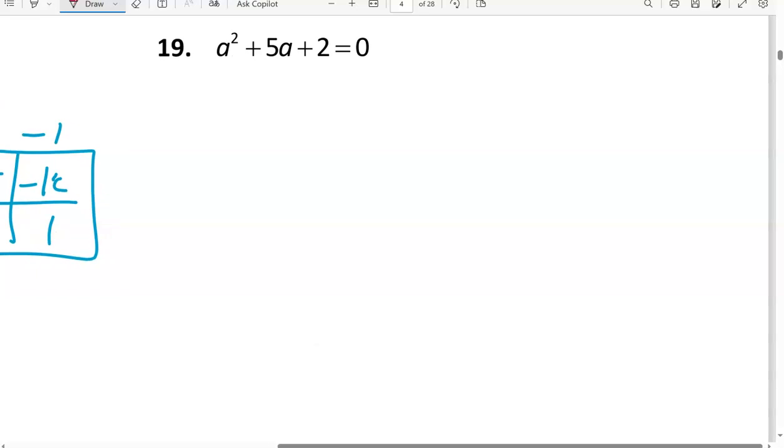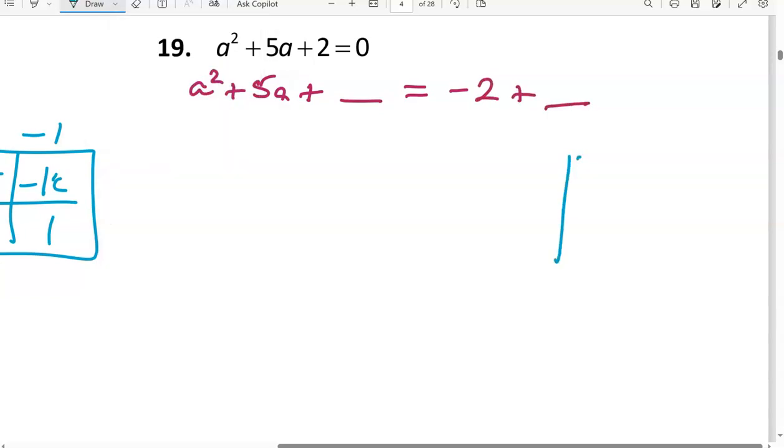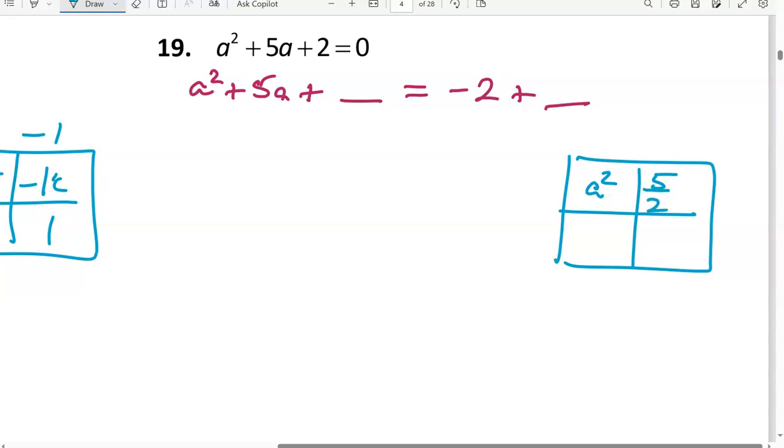In number 19, the coefficient of the squared term is 1 already, so I'll leave that and add negative 2 to both sides and insert a plus blank. A squared, dividing 5a into 2 equal pieces, that's 5 halves a plus 5 halves a plus 5 halves, and that gives us 25 quarters to complete the square.